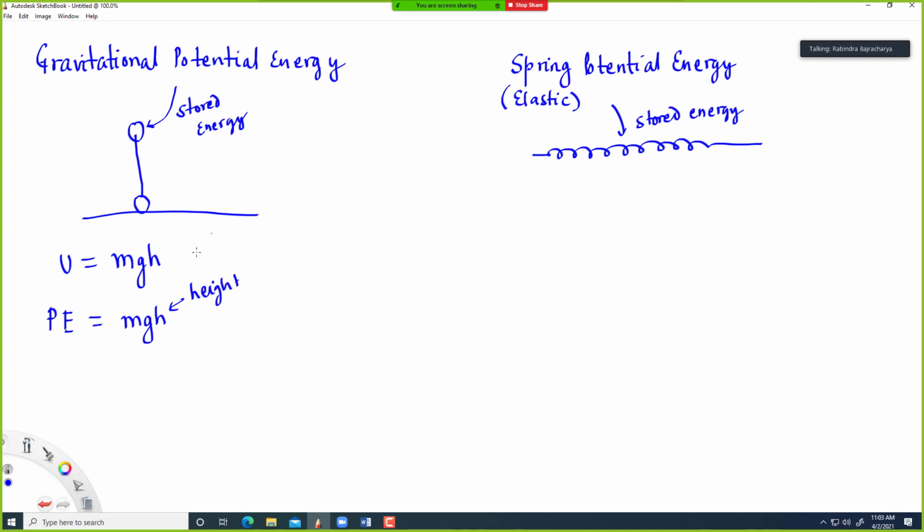If it is on the ground, then here h is 0, so there is no potential energy. So PE is 0. Here at some height, it will have some potential energy.